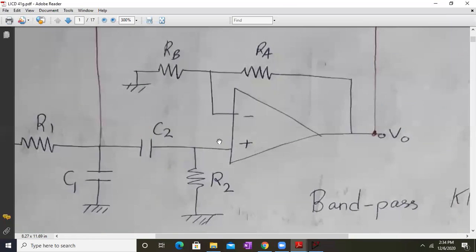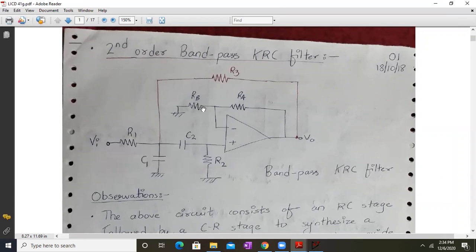So here we have RA, RB as usual. So again the opamp is in the non-inverting configuration. Input is applied to the R1 C1 combination, followed by R2 C2, which is connected to the non-inverting input terminal of the opamp. And R3 is the additional resistor which is necessary for a bandpass KRC filter.